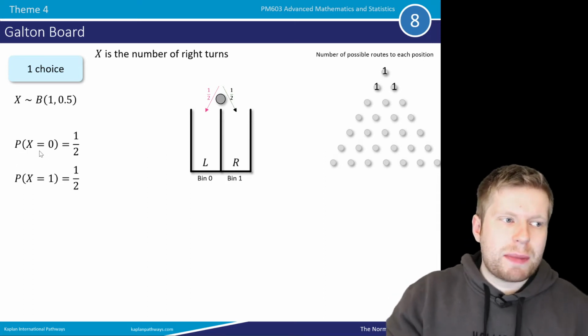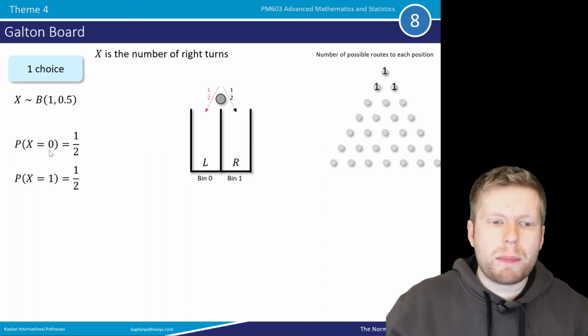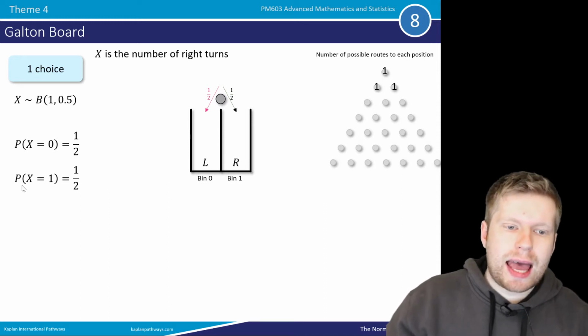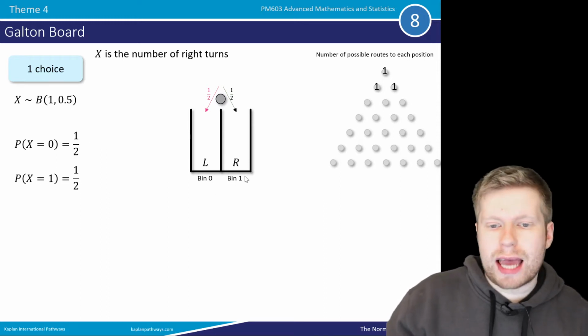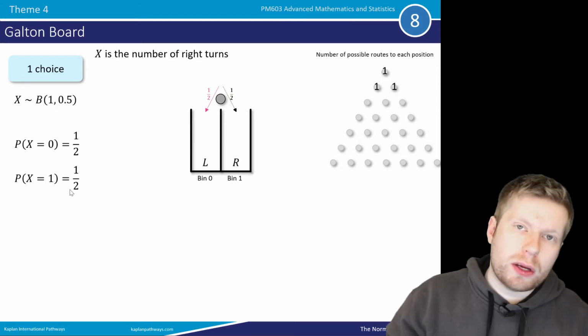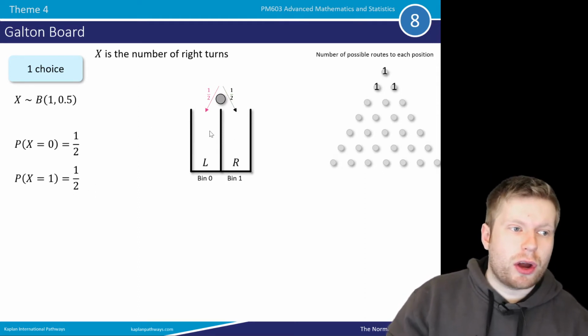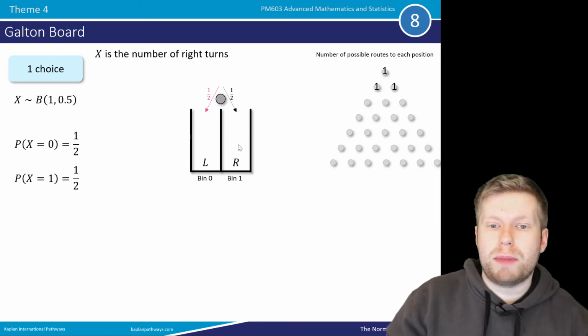Well, the probability that it's made no right turns, in other words, it ends up in bin 0, is equal to 1/2. And the probability that it makes 1 right turn, in other words, it ends up in bin 1, that's got to be equal to 1/2 as well, okay? Because there's a 1/2 chance of it going left, 1/2 chance of it going right, which means there's a 1/2 chance of landing in each bin.